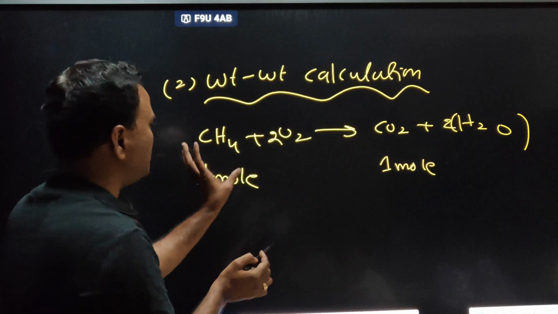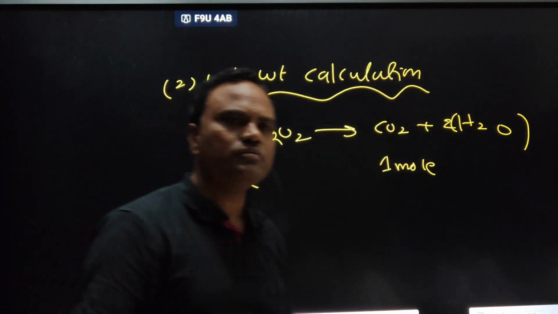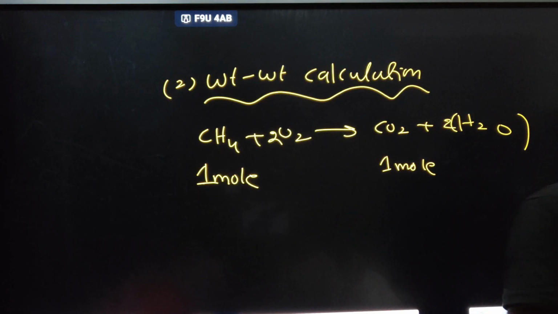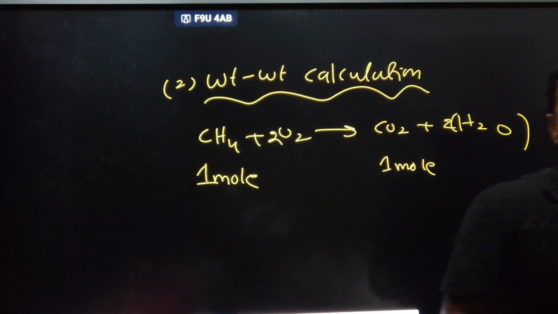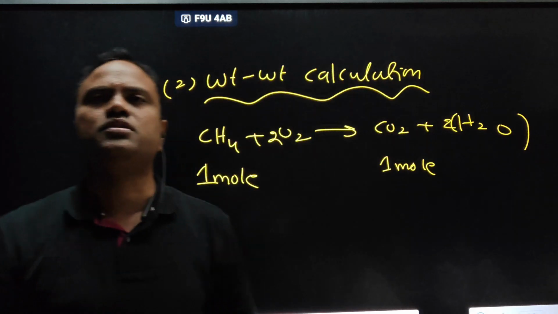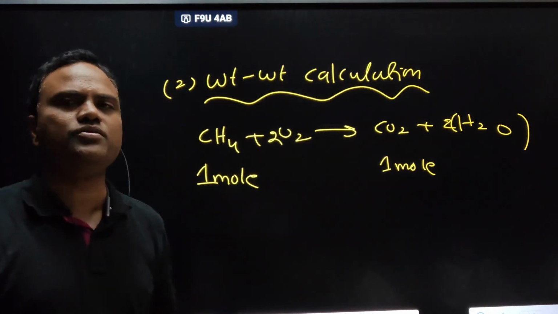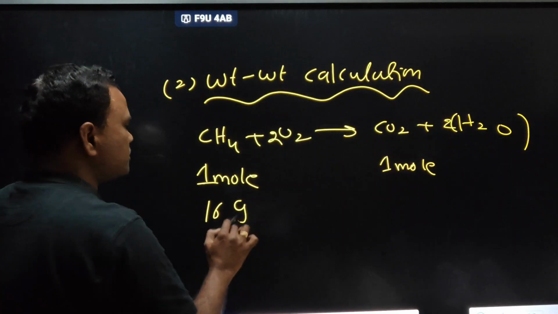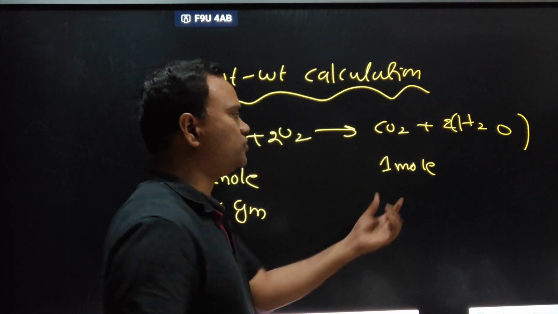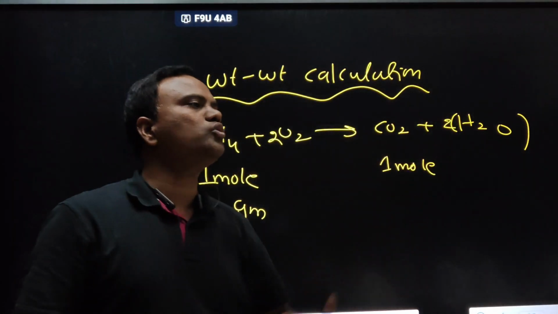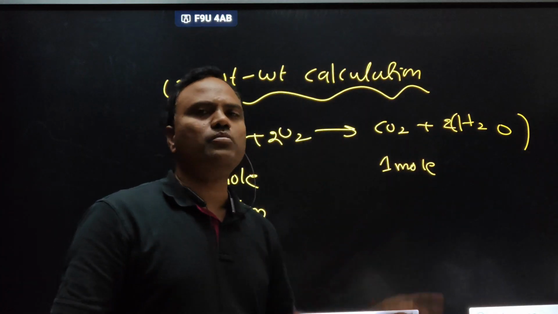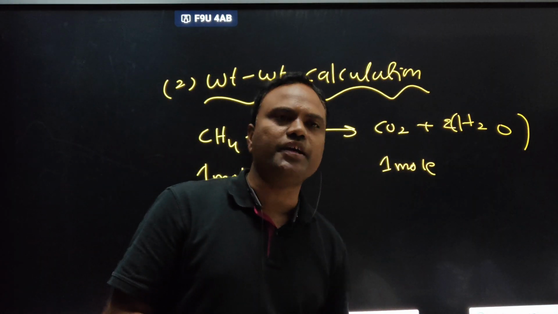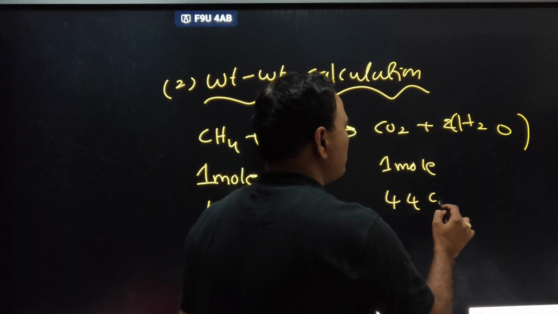See, weight. What is the weight of 1 mole of methane? 16. The weight of 1 mole of any substance is equal to its gram molecular weight. 16 grams. 16 grams of methane will give 1 mole of CO2. What is the weight of 1 mole of carbon dioxide? Its gram molecular weight, 44 grams.